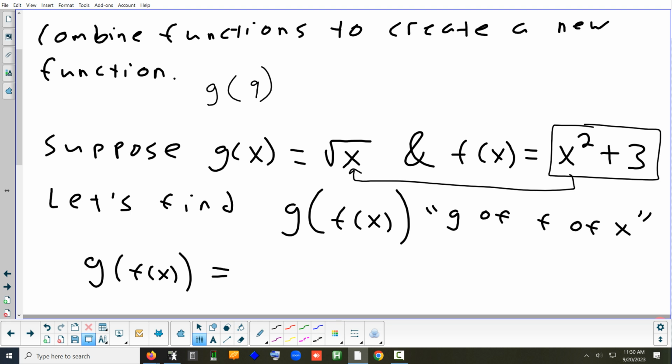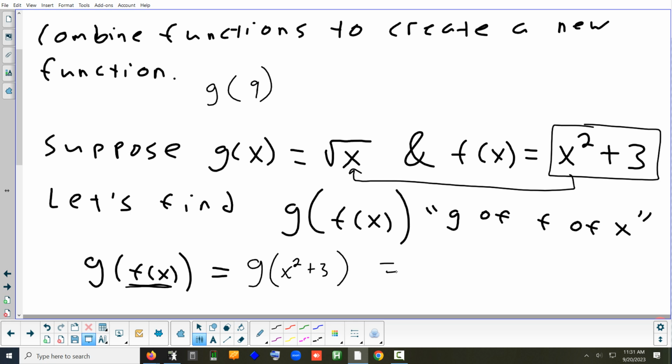So the way I write it down is I write g of, and now it says f of x. So I'm going to look up what f of x is. f of x is x squared plus 3. So the first step, I just replaced this with what the problem tells me f of x is. Now, in function g, everywhere you see a variable, replace it not with a 9, but with x squared plus 3.